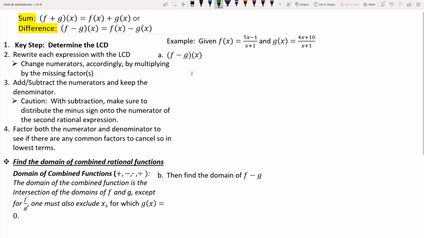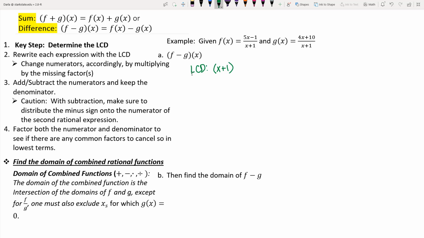The focus of this lesson is on finding the difference between two rational functions f and g. To start off, whenever we're adding or subtracting rational functions, we need to determine our least common denominator. Well, in this case, f tells us we need the factor of x plus 1, and g tells us we also need x plus 1, but we already have that accounted for. They already share a common denominator, so it is x plus 1.